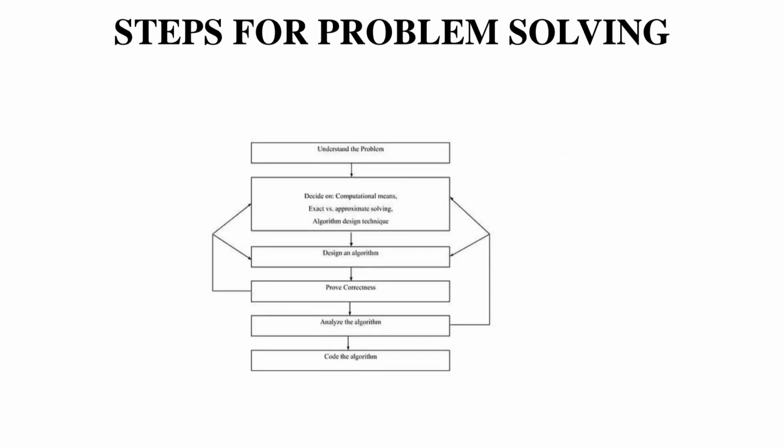So the steps for problem solving is, the first step is we need to understand what the problem statement is and what the requirements of that problem are. That is the thing which we need to know initially. So that is the first main step. We need to understand the problem. The next is we should decide on computational means.